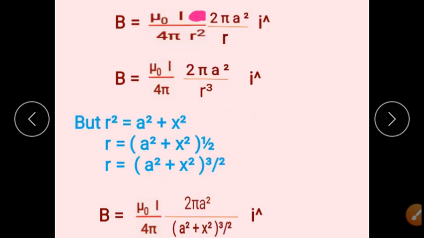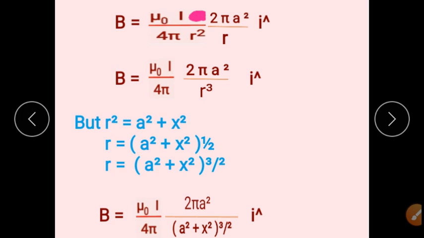Or B is equal to μ0 I 2π a² divided by 4π r² r î. r square and r together will become r cube. Therefore, B is equal to μ0 I 2π a² divided by 4π r³ î.